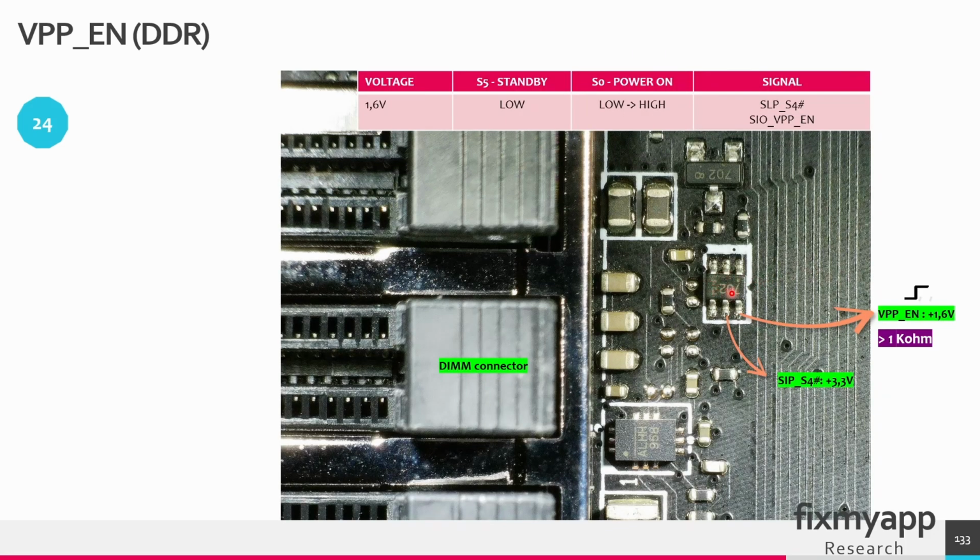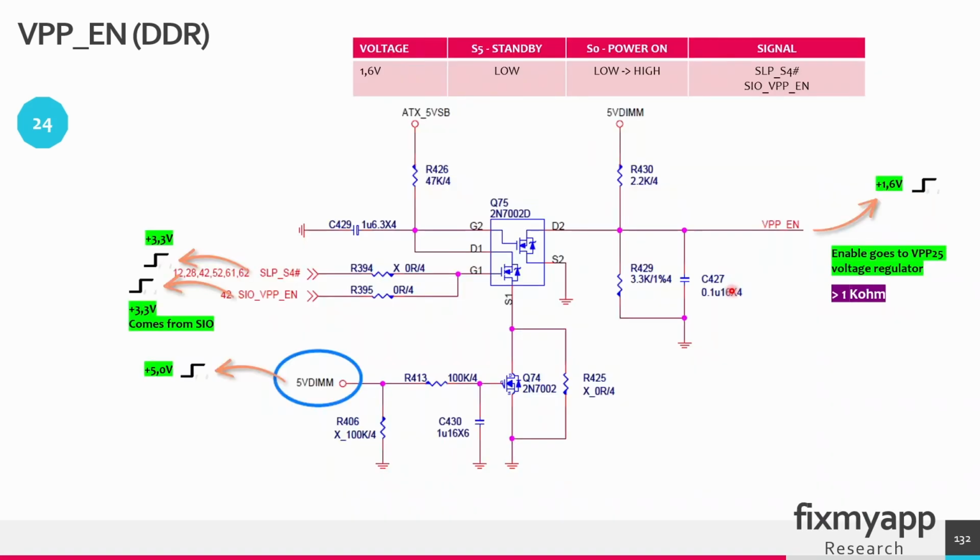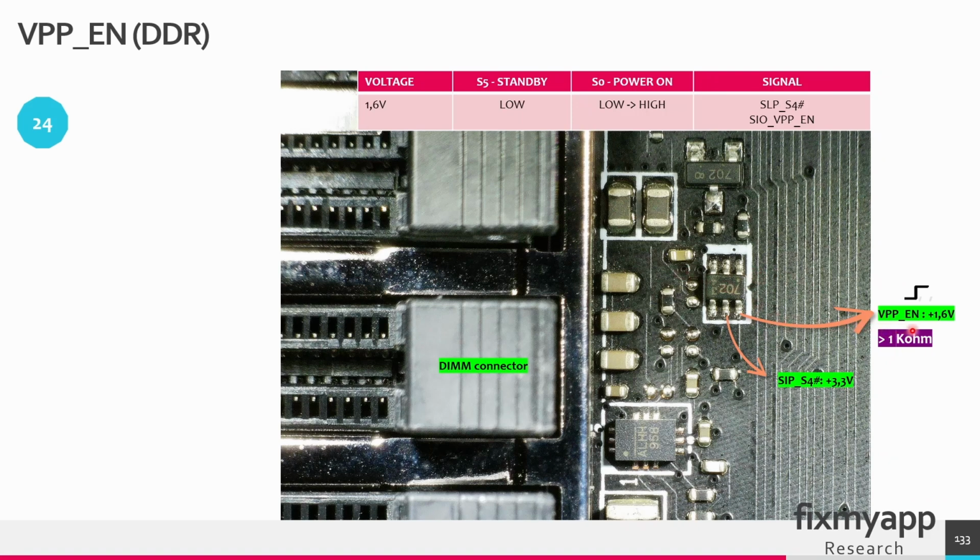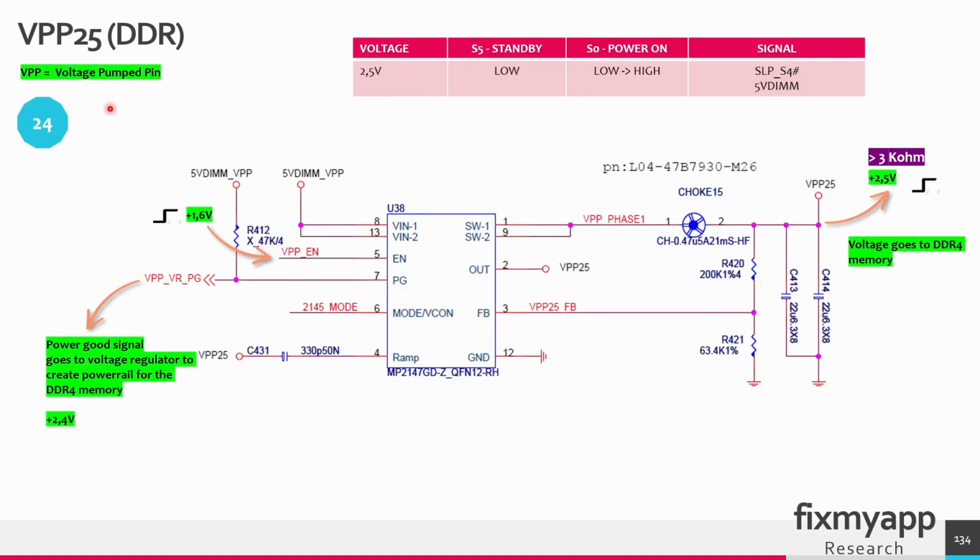In this chip there are two MOSFETs located. This is one MOSFET and this is the second MOSFET. This chip will send the VPP enable signal of 1.6 volt. It goes from 0 volts to 1.6 volt and the output is higher than 1 kilo ohms. In power sequence 24 we have to create the VPP 2.5 volt. In the standby state this voltage is not present, and in the power on state it has to go from 0 volts up to 2.5 volt.